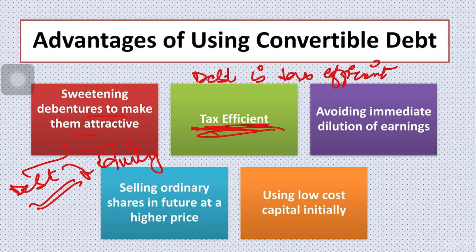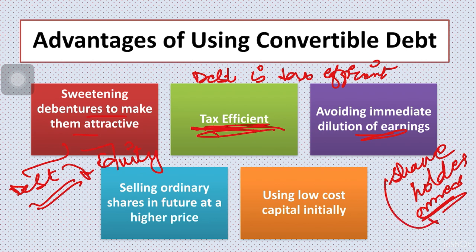Further, we have avoiding immediate dilution of earnings. Since you know that shareholders are the owners of the company, issuing shares will lead to dilution of the company. We are deferring the dilution of the company. Then, selling ordinary shares in the future at higher prices. If the company wants, in the upcoming years it can sell its shares at higher prices. Then, low cost of capital initially.